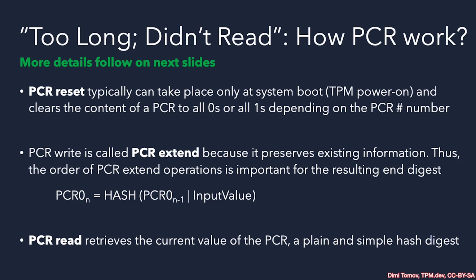We already learned that PCRs are just memory registers that can hold a hash digest. What happens at system boot or TPM power on is that all of these PCRs get reset to either all zeros or all ones depending on their PCR number, and this is defined in the TCG spec, and we'll talk more about this later in this lecture. As a user of the system, there are exceptions for some PCRs when you can perform a reset.